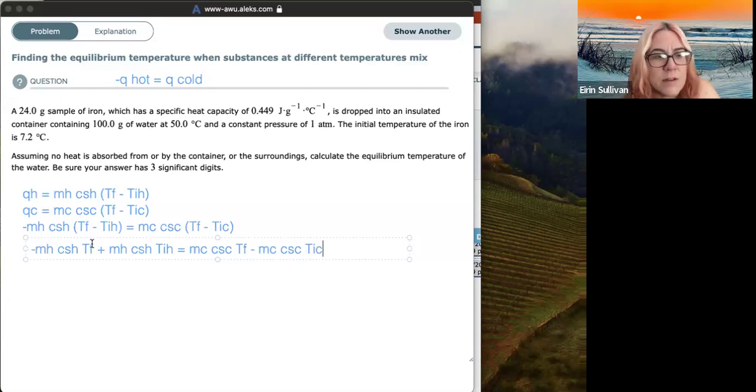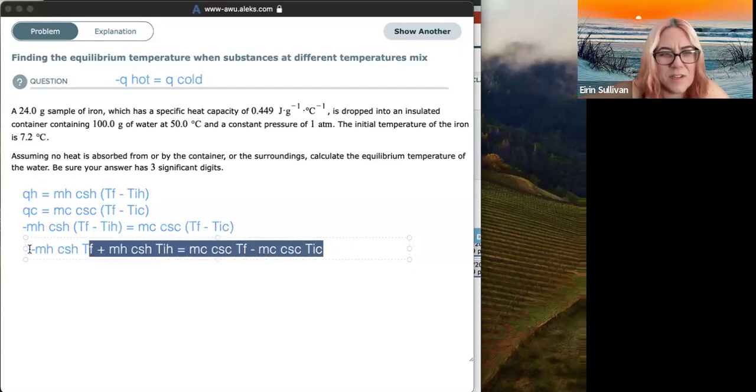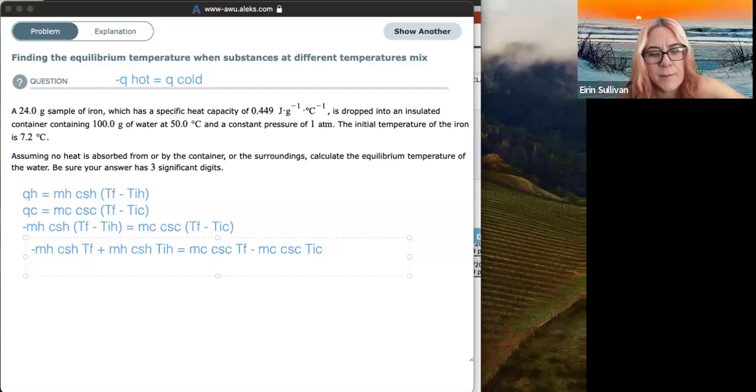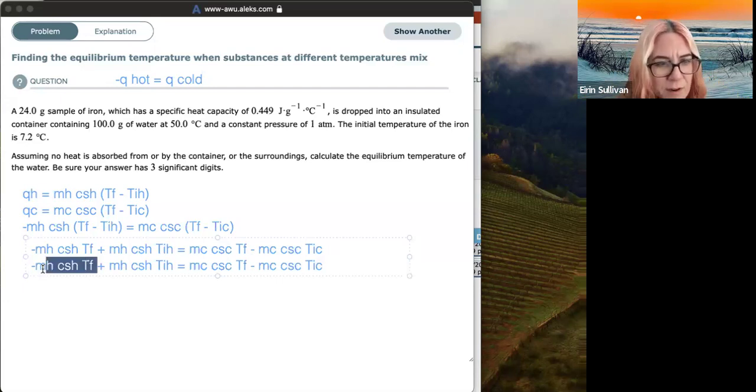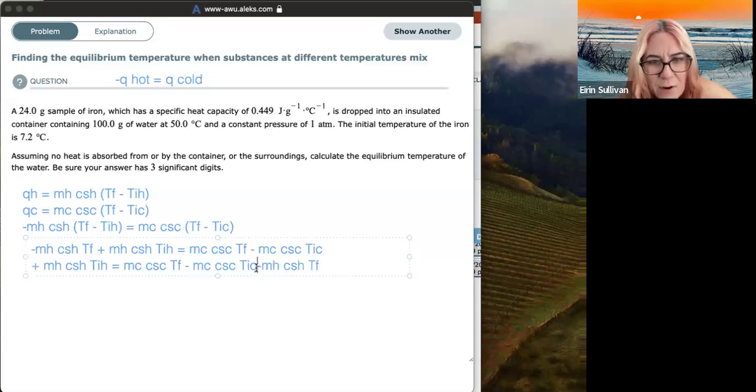So I want to get my TFs on the same side. The easiest way to do that is see this term right here with the minus sign, I'm going to make that go over there. I'm just going to take this whole thing and copy and paste. That's going to be the easiest way to do this, I think. All right, so yay, keyboards. If I take this to the right-hand side of the equation, it is now no longer a minus, it is a plus. Algebra is so much more fun when you can do that.